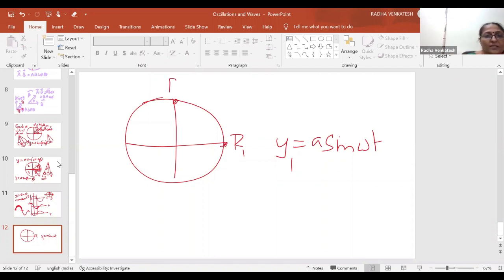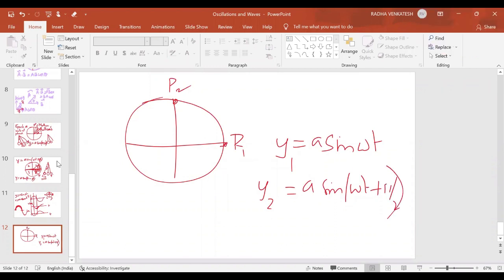There's another one which is here. So what will I write Y2 as? Can I write it as A sin(omega t plus pi by 2)? Yes, ma'am. It's gone ahead by pi by 2, correct? So what is the phase difference between these two? 90 degrees, ma'am. 90 degrees. So that's why I say always take this circle and draw, you will be able to connect it.